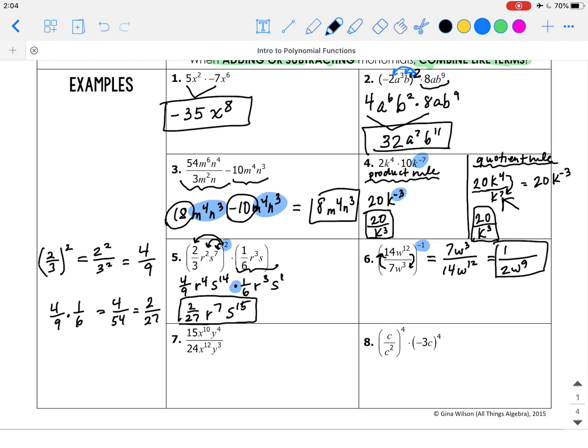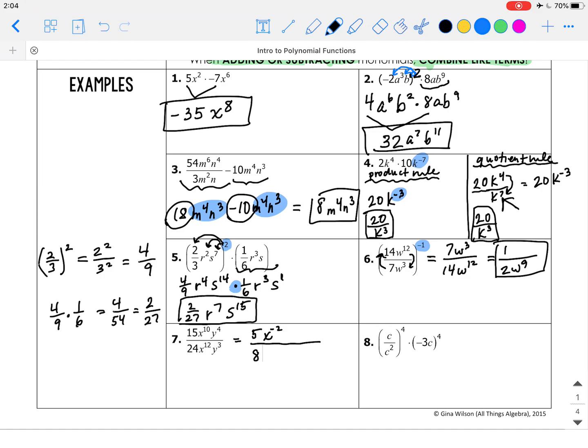All right, let's look at 7. So I have 15 over 24. These are both divisible by 3. So I will have, let's see, 15 divided by 3 gives me 5, and 24 divided by 3 gives me 8. Beautiful. And I'm going to use the quotient rule with everybody else, right? So I'm going to be subtracting these exponents. So 10 minus 12 gives me a negative 2. And you know what, I'm just going to write that out for you and we can flip everything later.